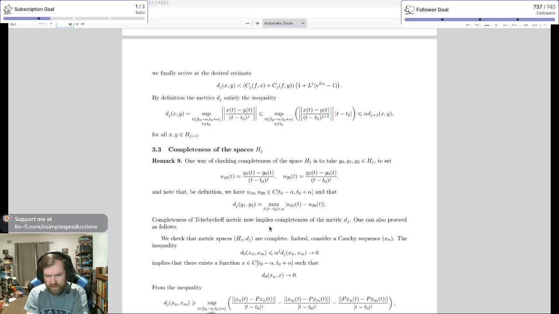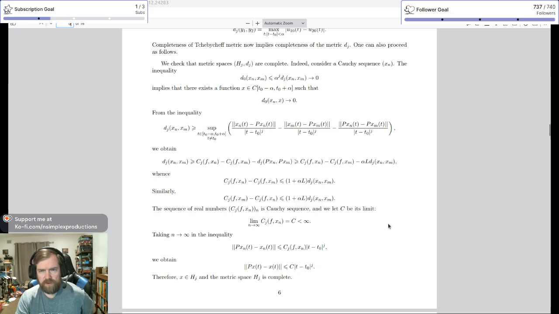Completeness by Chebyshev metric now implies completeness of metric d sub j. This can also proceed as follows. Check metric spaces are complete. Consider a Cauchy sequence x sub n. The inequality given here implies there exists a function x within C on the interval t0 minus alpha to t0 plus alpha such that d0 of x sub n, x is mapped to 0, from the inequality d sub j greater than or equal to this supremum.